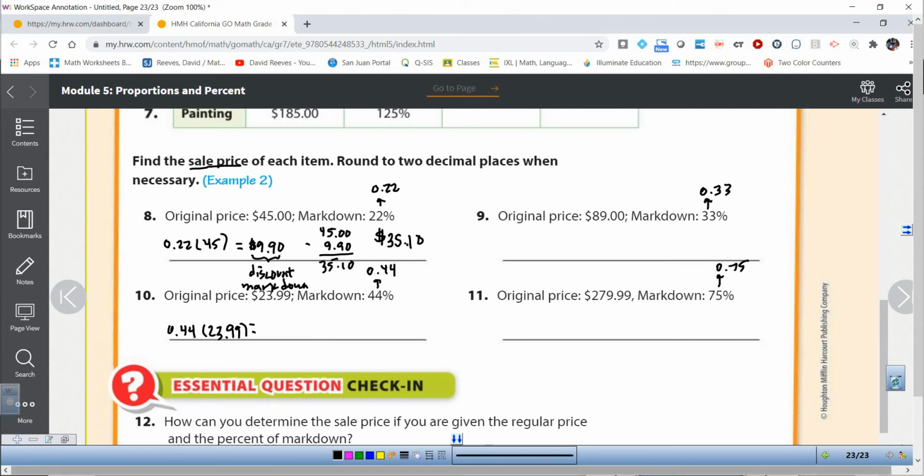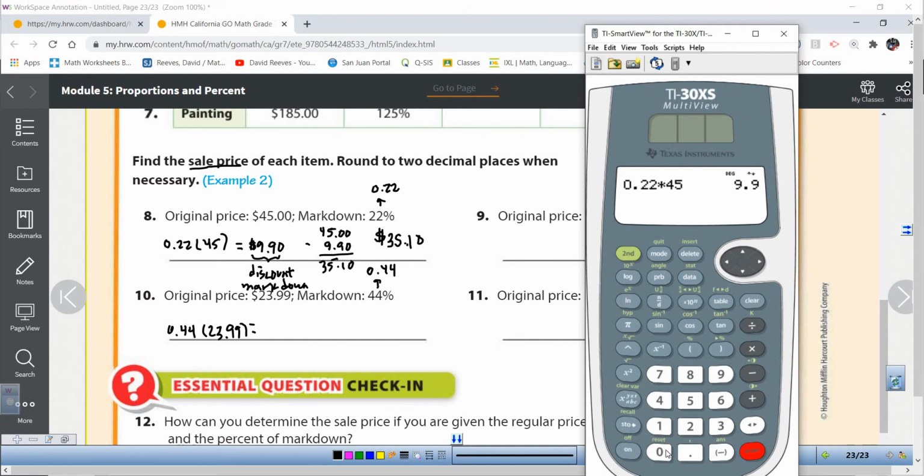All right, and then I would do the same thing for this other one here, if I could find my calculator. Oh my goodness. Here we go. 0.44, that's 44% of 23.99. When I do that, I get 10.5556. It says round to 2 decimal places when necessary. So is this going to be $10.55 or $10.56? It is 5 or more, so we're going to round up.